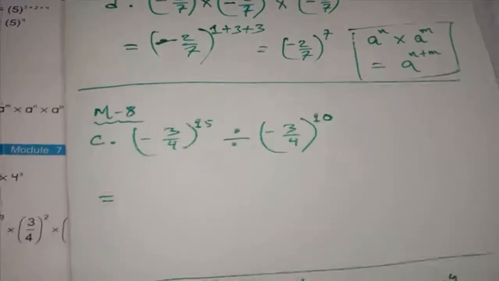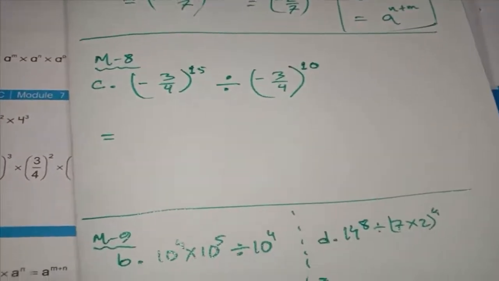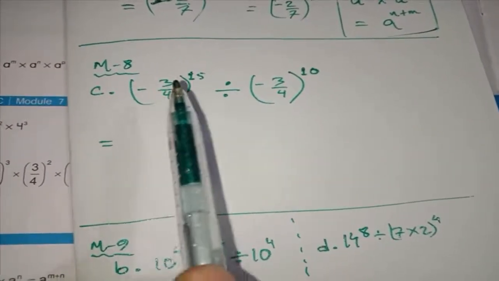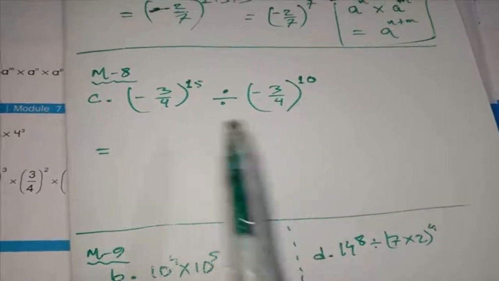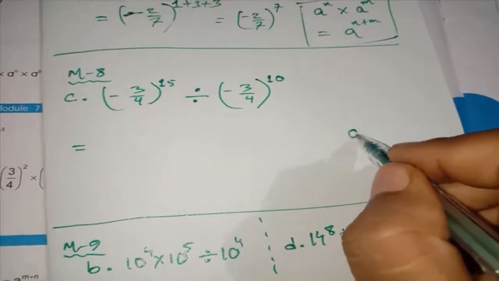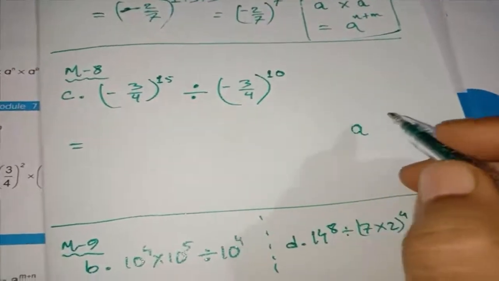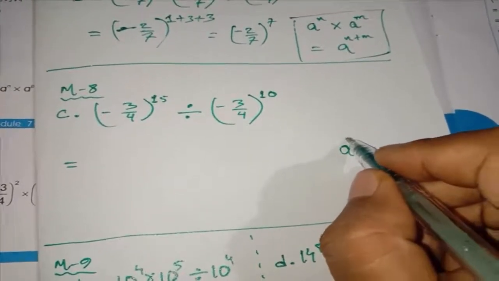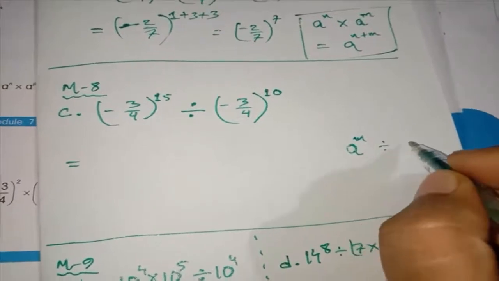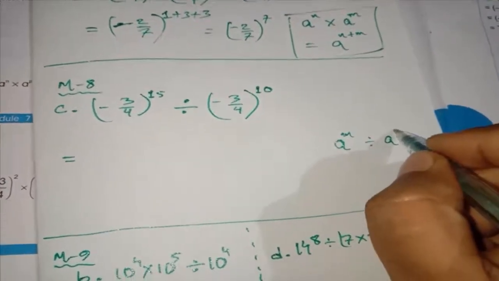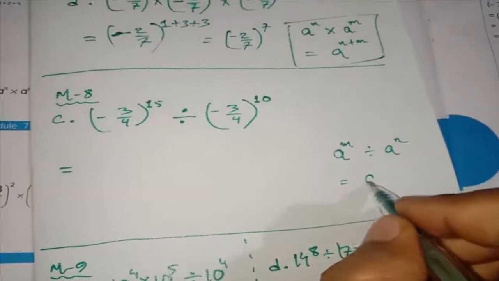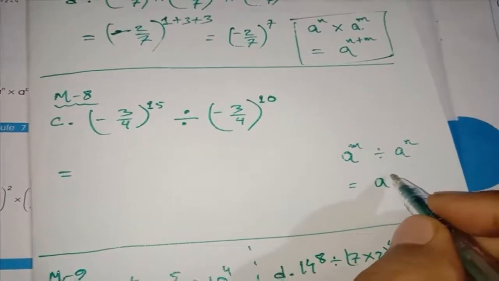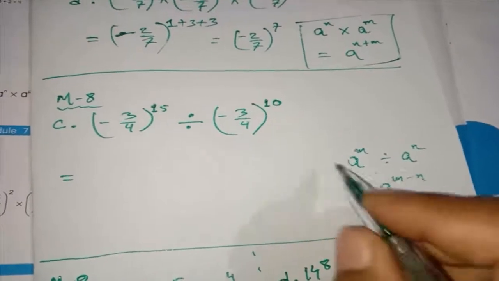Okay, now moving on, module number 8. See, there is a base here. The base is minus 3 by 4, common here. So that means a is minus 3 by 4, and if we have a base to the power something divided by the same base to the power something else, then what happens? The base will remain the same and the powers will get subtracted. That means m minus n.